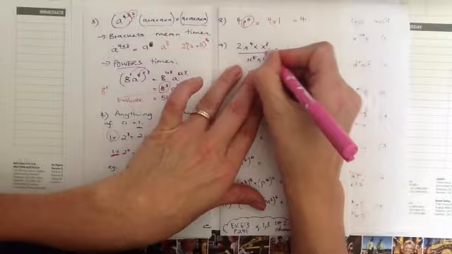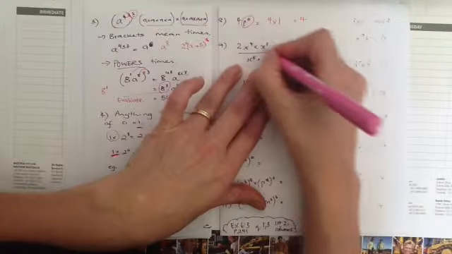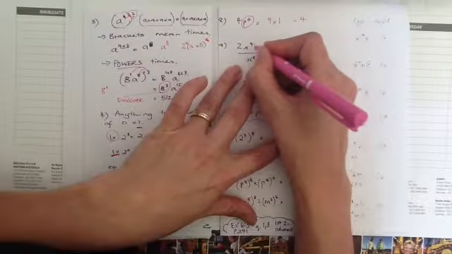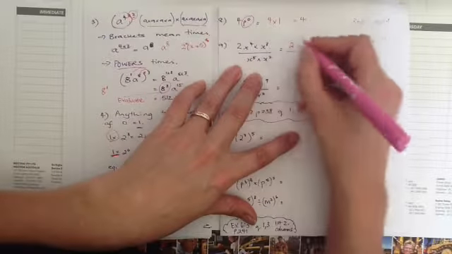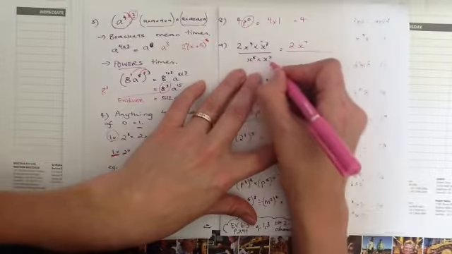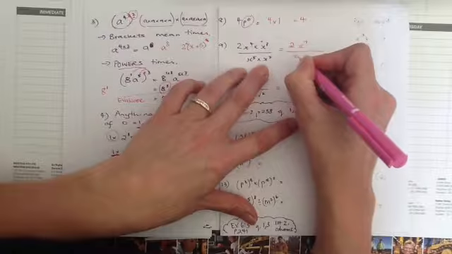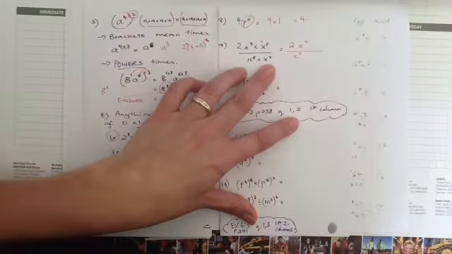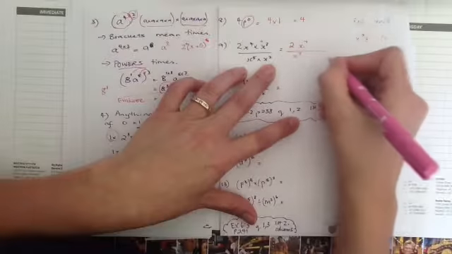The next one, we've got some multiplying to do on the top. 2, no other numbers to multiply, so the 2 stays there. X to the power of 4 times x to the power of 3 gives me a total of x to the power of 7. Remember that when I multiply, I add my powers. On the bottom, x to the power of 5 times x to the power of 2. Remember again, when I multiply, I add my powers.